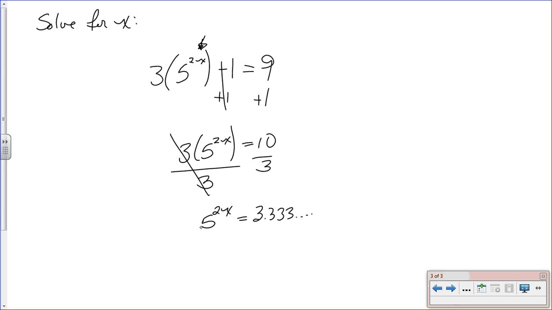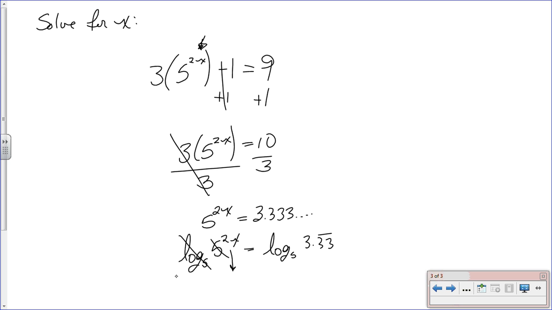Alright, so now, how are we going to get rid of the 5? Well, if you remember from before, we multiply by the log with this base. So we're going to take the log base 5 of 5 raised to 2x, and that's going to equal the log base 5 of 3.33 repeating. Now remember, the log base 5 and the 5 cancel out, leaving you with the 2x. That's kind of the shortcut.